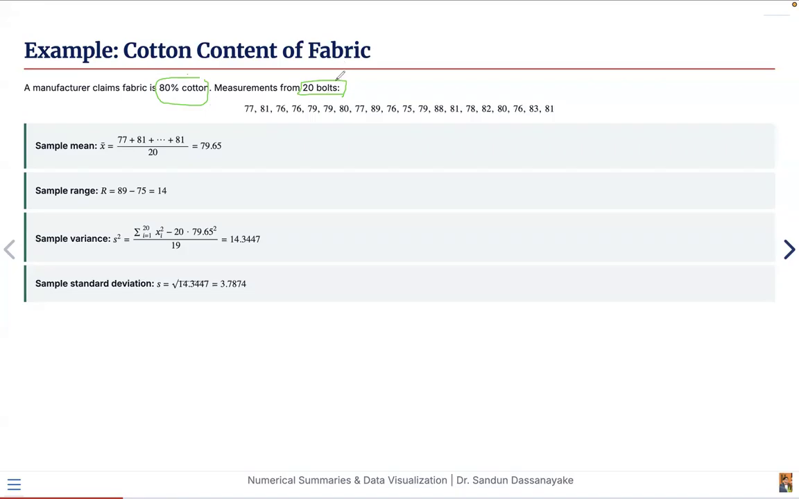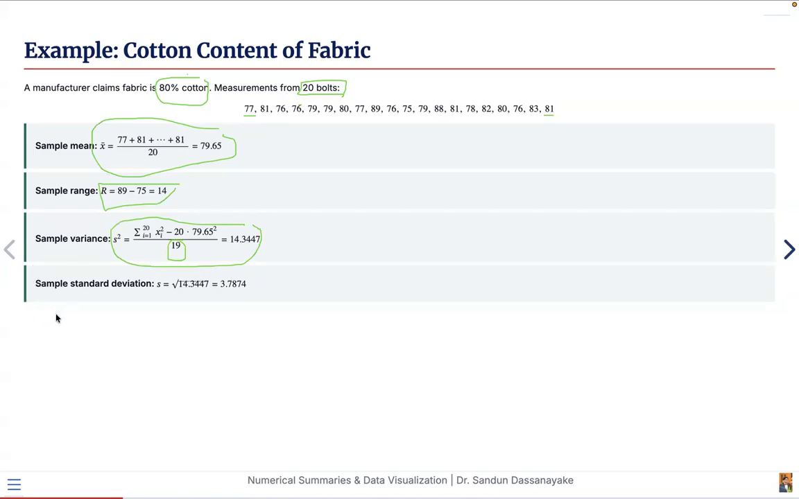So what we do, we have 20 samples, so 20 measurements from the fabric, and these are the values, the cotton percentages from each of them. So we have 20 of them. And the sample mean is what we usually do. We add them up and divide by the total, and we get the sample mean. And the range is also straightforward. Sample variance is calculated by dividing by n minus 1. Remember our calculation. And the standard deviation is also calculated. This is very basic understanding of the basics of mean, range, variance, and sample standard deviation.